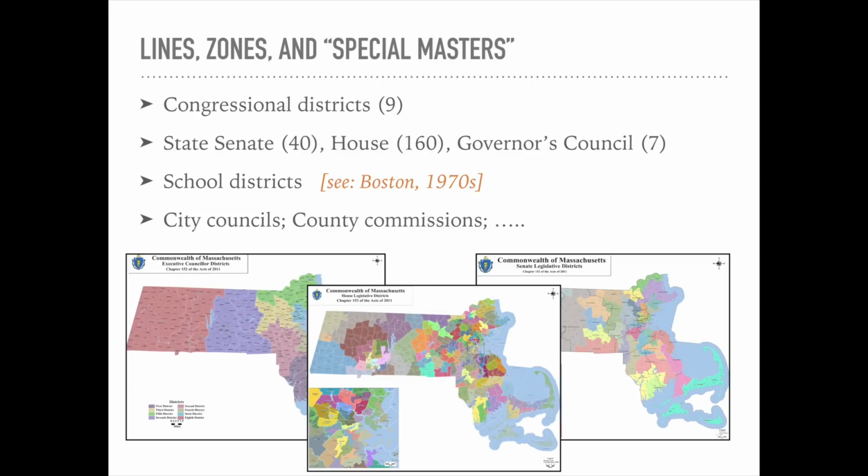This slide is also intended to remind us, in terms of the history and the stakes, that it's not just Congress, but redistricting also has a very local texture. And where the rules are more constrained when it comes to congressional districts, they can be much more up for grabs when it comes to everything local.